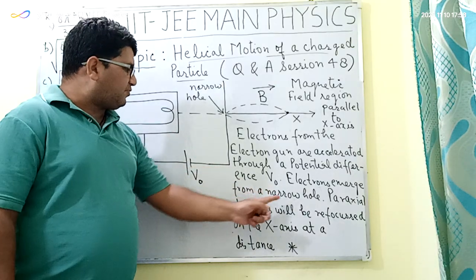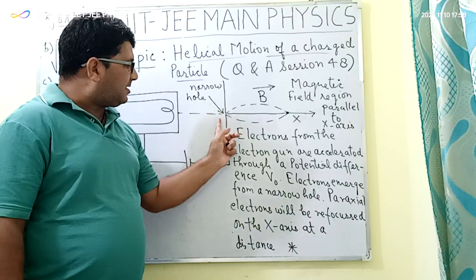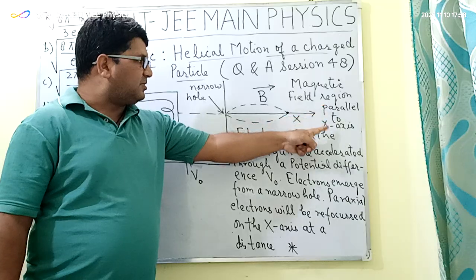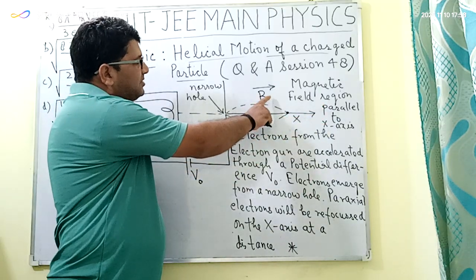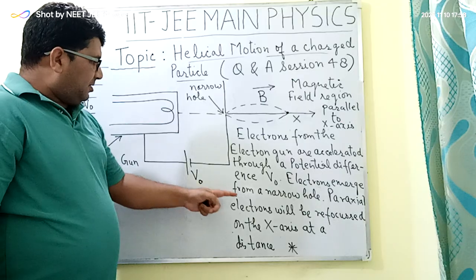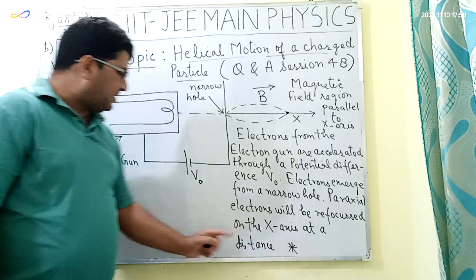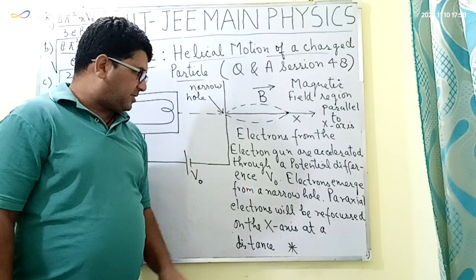The electrons emerge from a narrow hole. So this is a narrow hole. The electrons are emerging out from this narrow hole into this magnetic field region, which is parallel to the x-axis, and the intensity of the magnetic field is equal to B. So the paraxial electrons will be refocused on the x-axis at a distance. There are four options here, and we have to find the correct option.